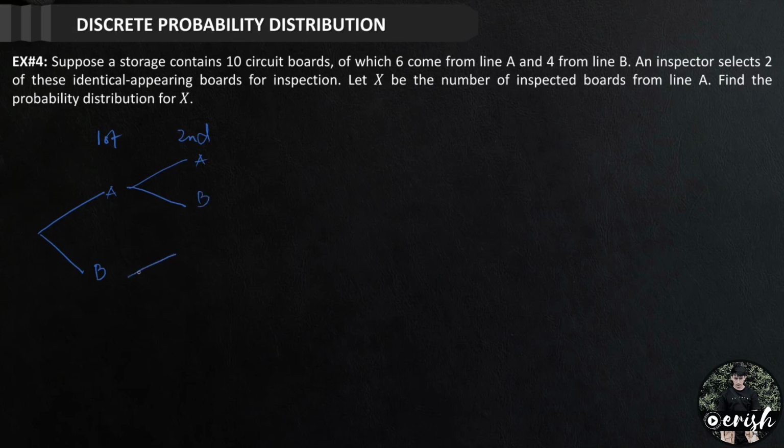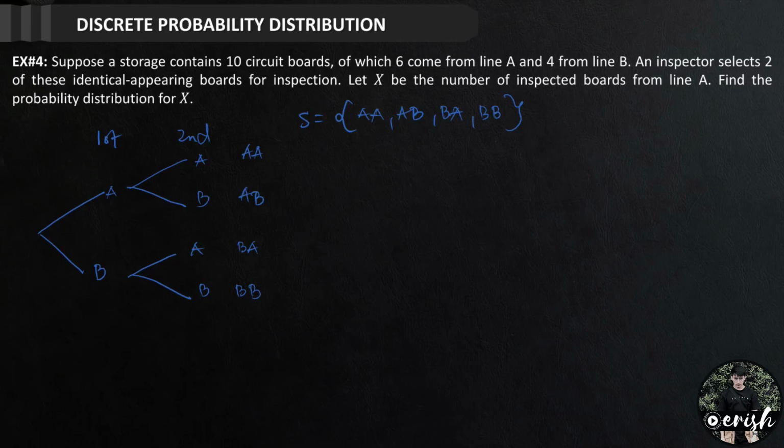If B is selected, the next can be A or B. Therefore, our sample space is AA, AB, BA, BB. So this is our sample space now: AA, AB, BA, and BB. Since we have 2 selections, we will again use the multiplication rule. The probability of the second selection depends on what happened in the first selection.